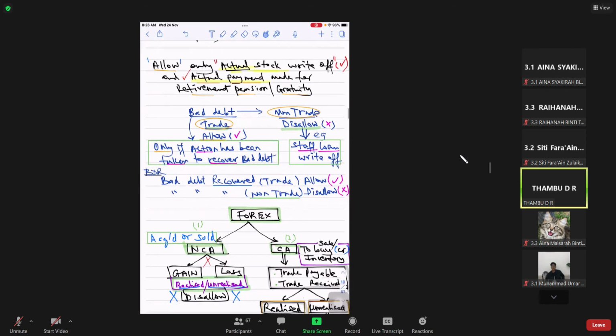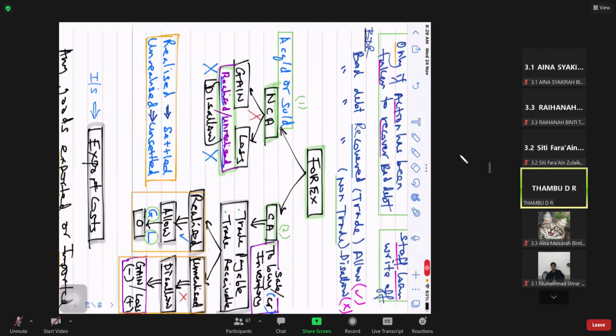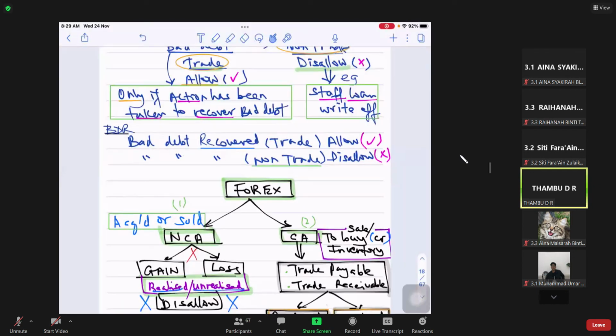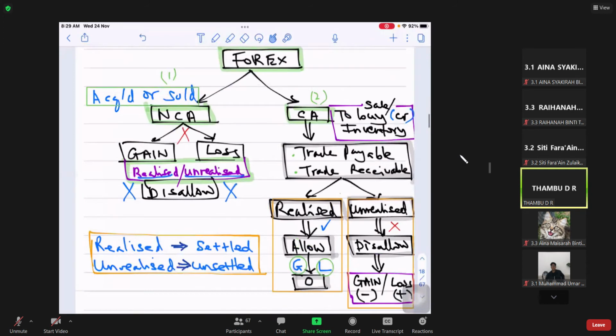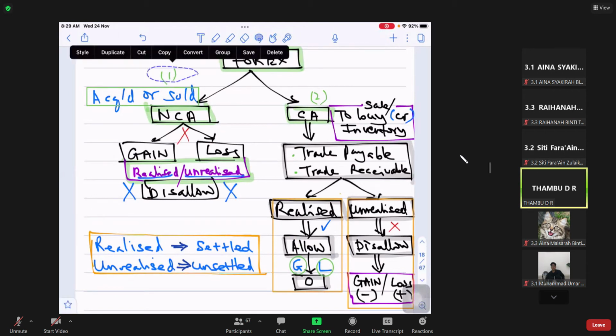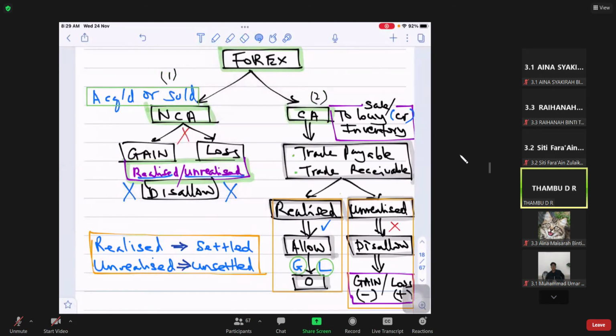Next. Most important one is Forex. This is the item they always ask you in the exam. Forex, if you know my diagram, no need to read anything, that will give you everything. Forex, number one. Look at it here, I put it here, number one, Forex. And here you have number two.